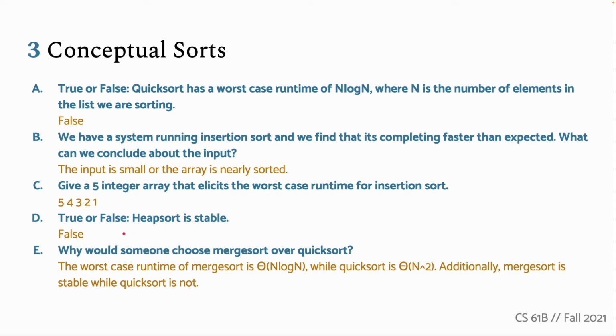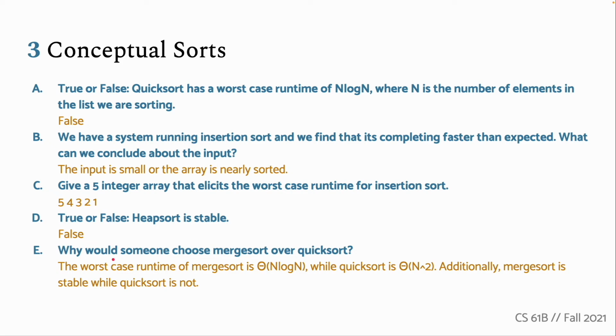Part D, true or false, heap sort is stable. This is false. Stability in this situation basically means that if you sort it by one criteria first and then by the second criteria, and two items are equal with regards to that second criteria, they will be sorted by that first criteria within that grouping.